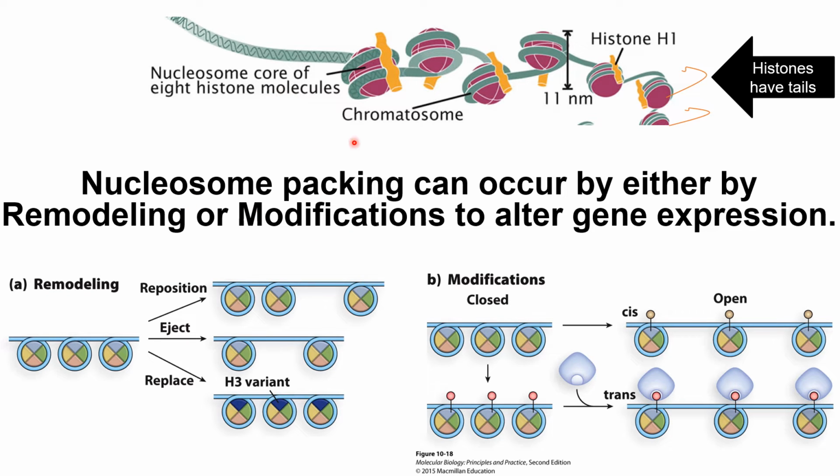So nucleosome cores also have histone tails hanging off of them. It's not depicted in this cartoon, but I've drawn some here. And these histones actually give them special abilities to interact with the environment and modulate gene expression very greatly. So nucleosome packing can occur by either remodeling, shown on the left, or through modification to alter gene expression, which is more so with the tails, as kind of shown here with these things sticking out.